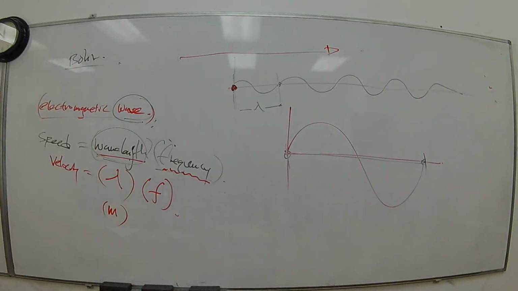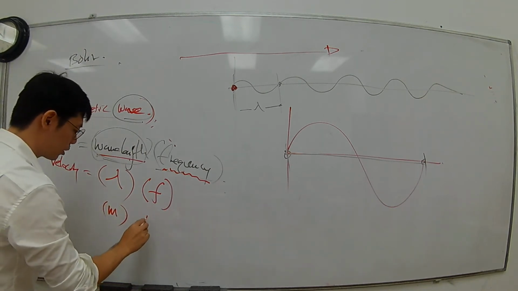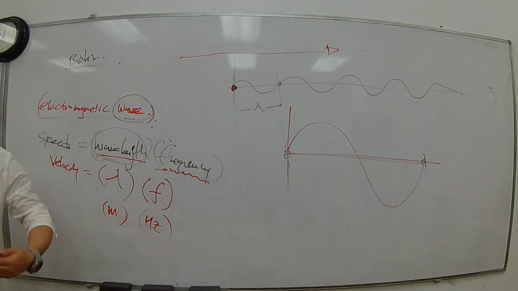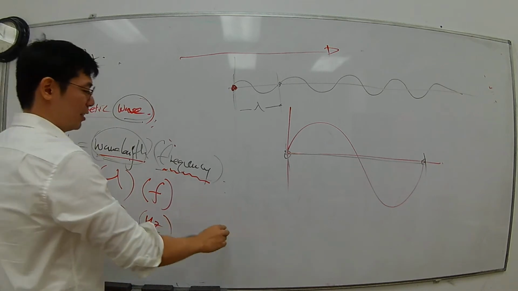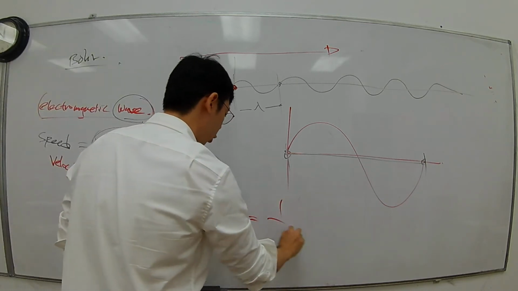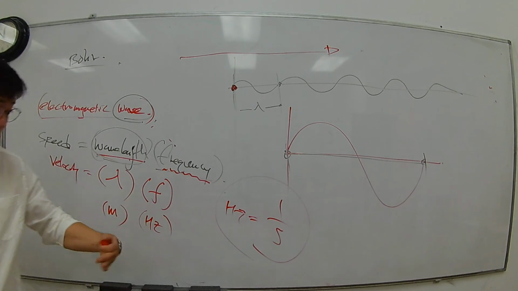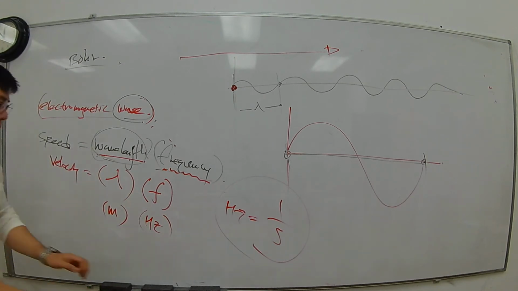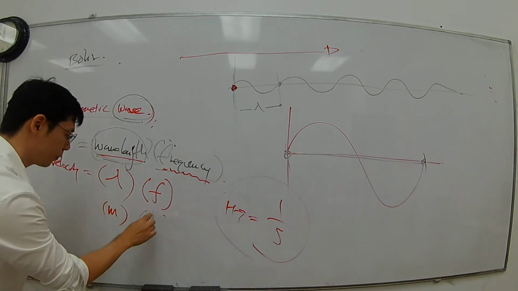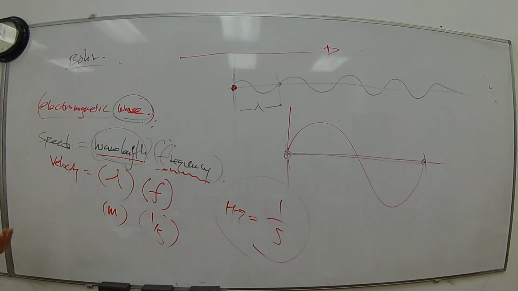So the unit for frequency is hertz, like the car rental place, Hertz. Hertz is equal to 1/second. Speed, the velocity, has what unit? Meters per second. So when you multiply wavelength and frequency, you get speed, meters per second.